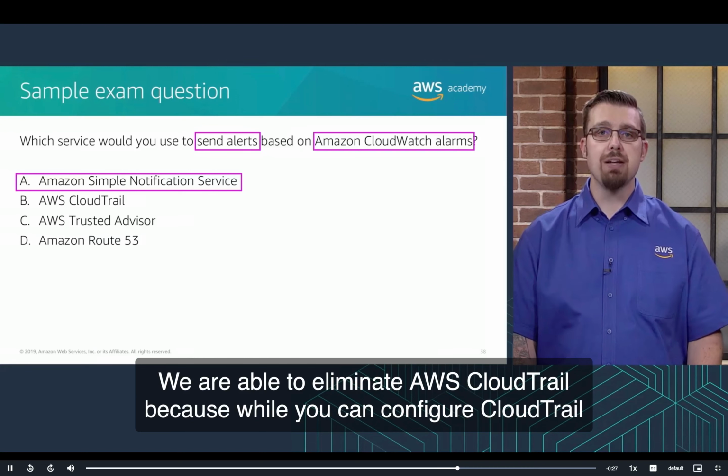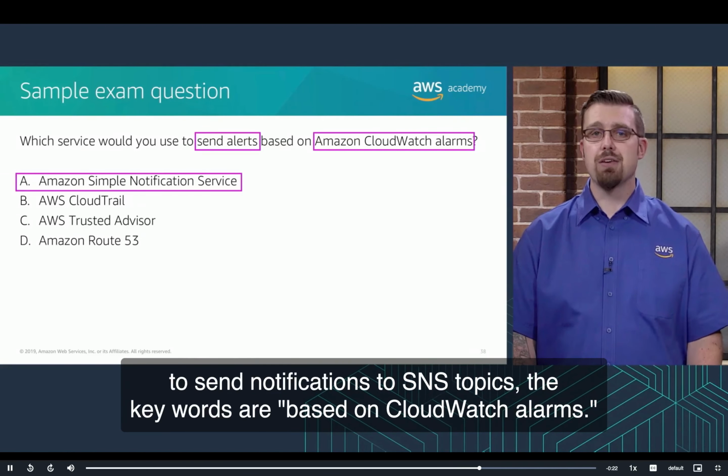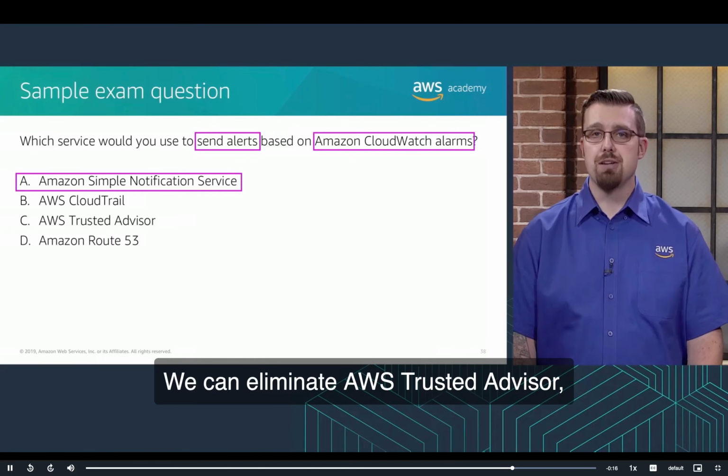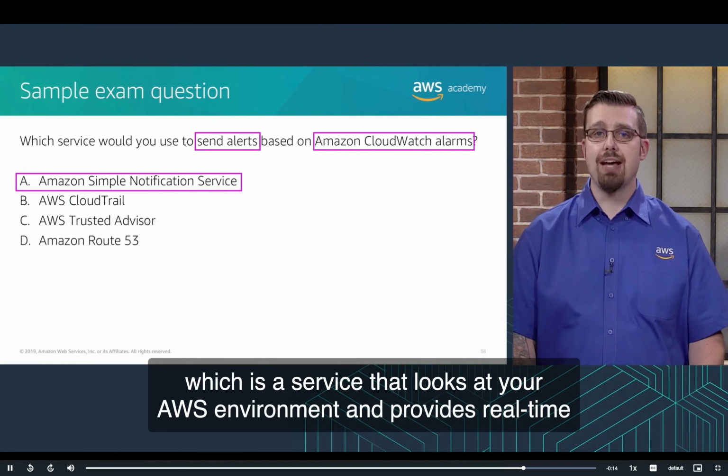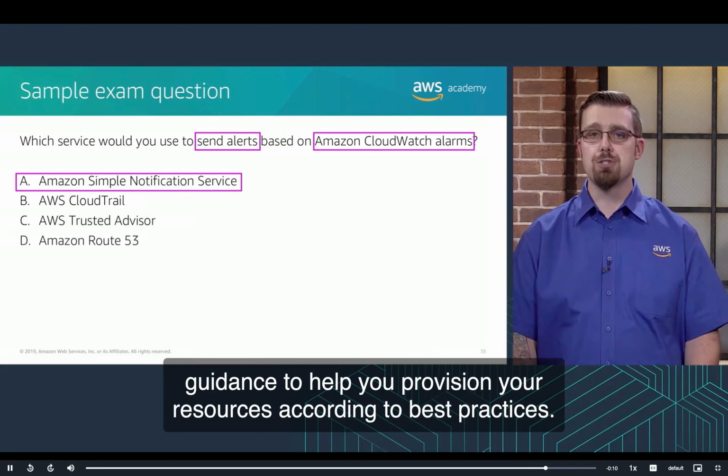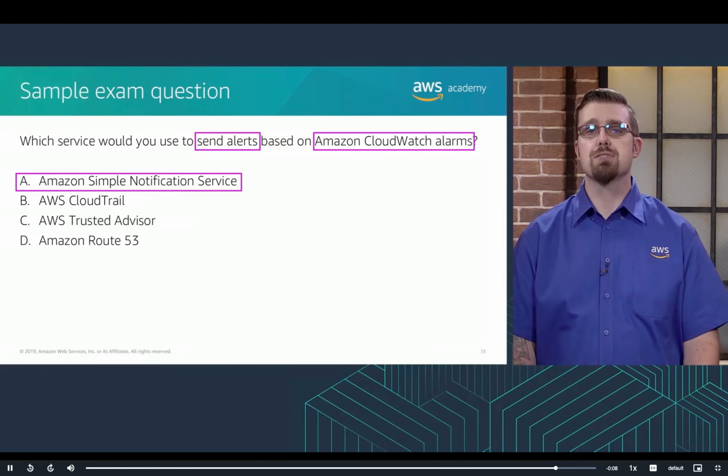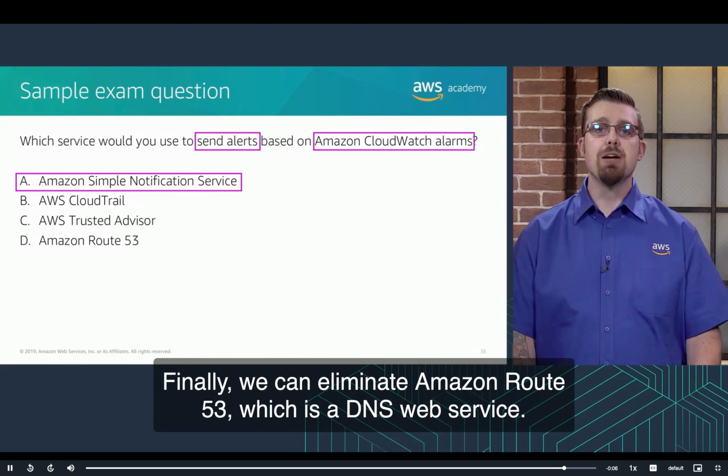We are able to eliminate AWS CloudTrail because while you can configure CloudTrail to send notifications to SNS topics, the keywords are based on CloudWatch alarms. We can eliminate AWS Trusted Advisor, which is a service that looks at your AWS environment and provides real-time guidance to help you provision your resources according to best practices. Finally, we can eliminate Amazon Route 53, which is a DNS web service.